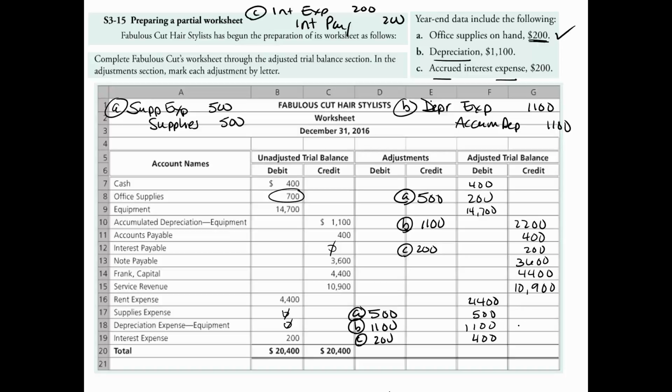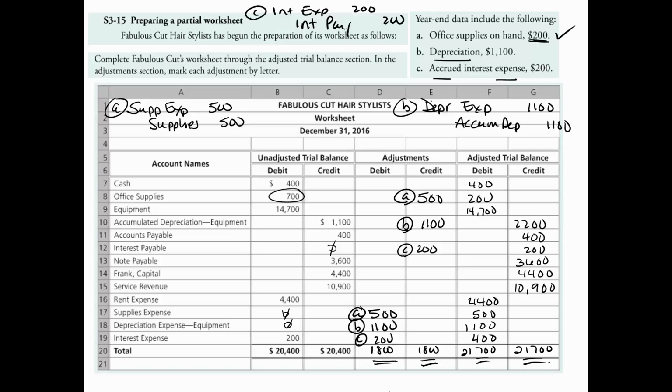So I add those all up, and for my adjustments, I've got $1,800 here and $1,800 here, so that's good. And then for my adjusted trial balance, $21,700, and I add up my credits and I get $21,700, and so these balance, and that's good.